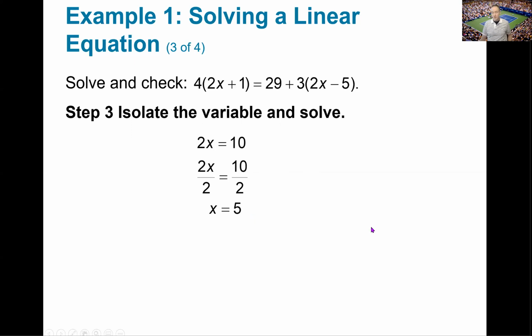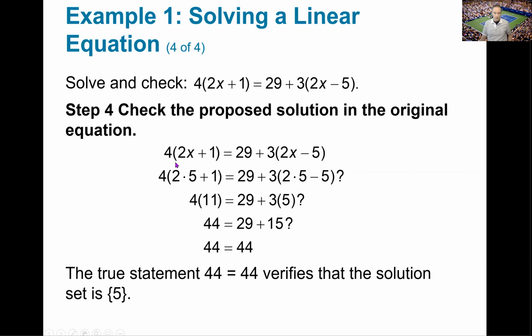But in this case, just to make sure we didn't make any errors, you could plug the 5 back into the original problem. Here's your original problem: 4 times the group 2x plus 1 equals 29 plus 3 times the group 2x minus 5. Please notice I'm just plugging a 5 wherever there's an x. On the left-hand side, this group would become 2 times 5 plus 1, that's 11. I'll have 4 times 11 is 44.